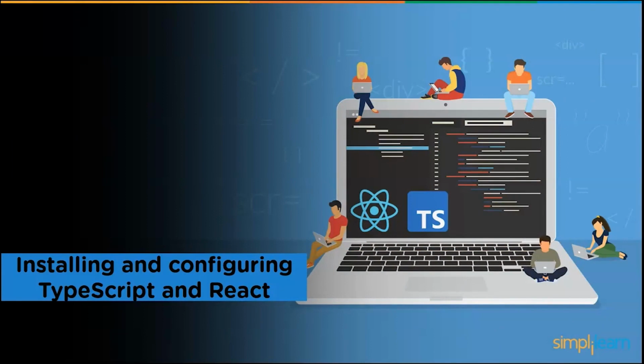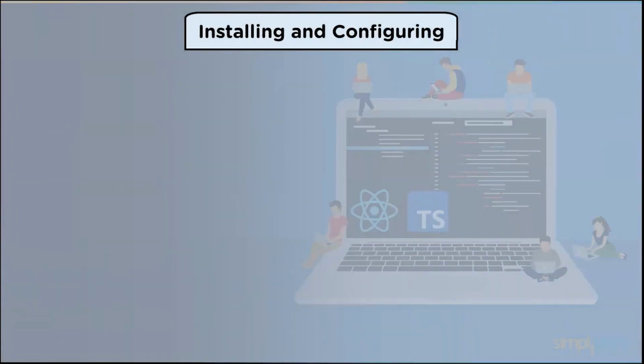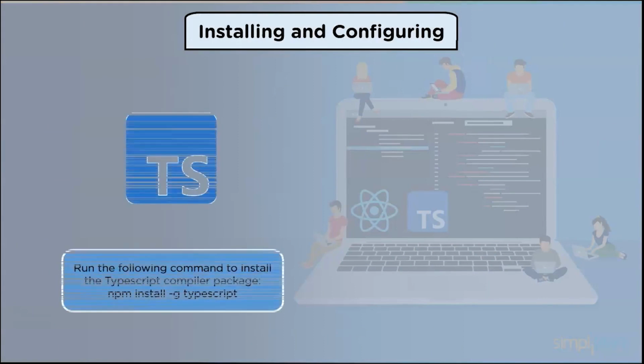Installing and configuring TypeScript and React. Before we install TypeScript, we need to install Node.js. Go to the Node.js official website and you can install Node.js from there. Once you install Node.js, go to the command prompt and run this command, npm install -g typescript. This command is used to install TypeScript globally. Once you have installed TypeScript, to check if TypeScript is installed properly, run the command tsc, the TypeScript compiler, -v to check the version of the TypeScript compiler.